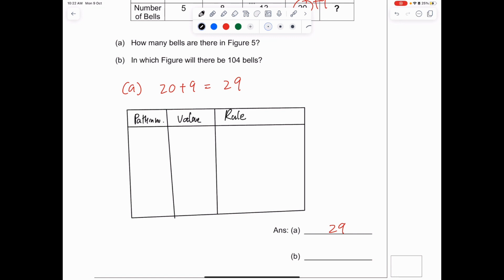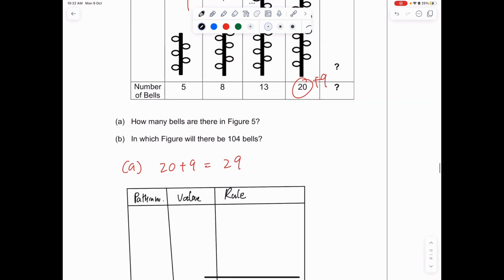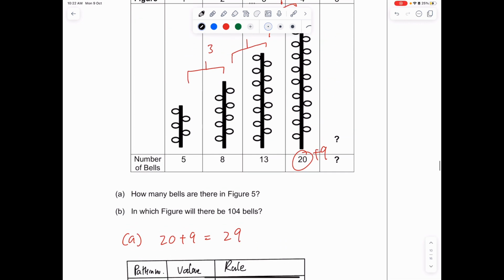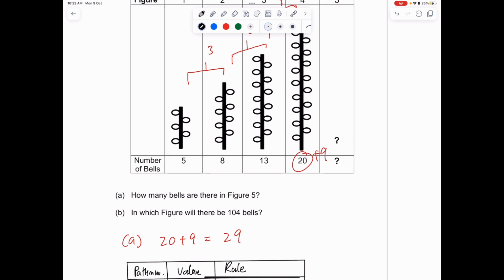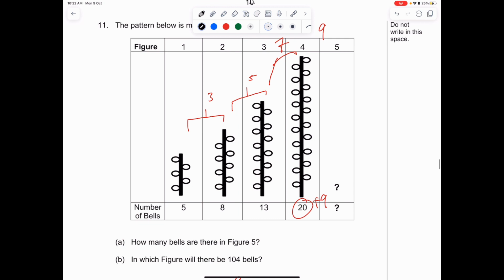Okay, so what is your rule in this case? Ask yourself, how do you actually get certain things? So in this case, your pattern number 1, how do you get 5? You will realize that you need to take the same number, which is 1 times 1, and then you add 4. So for example, 1 times 1 plus 4 equals to 5. You will see that this and this is the same.